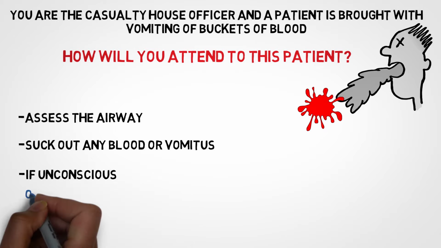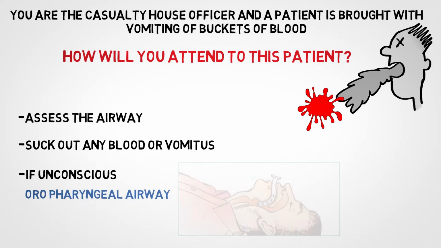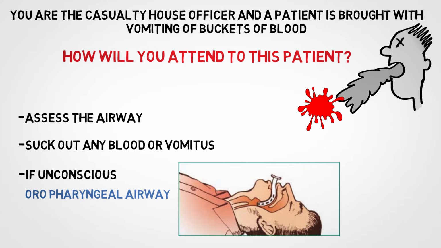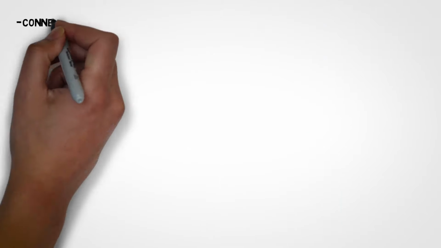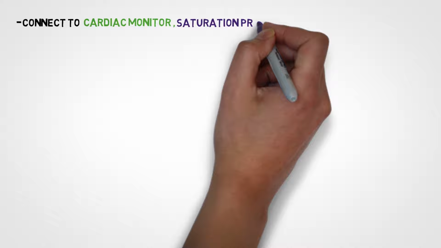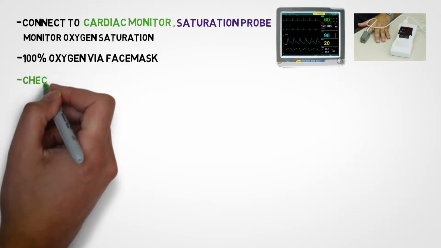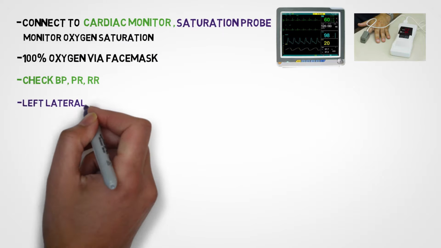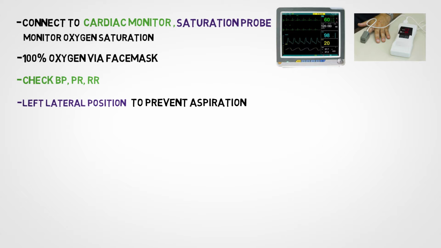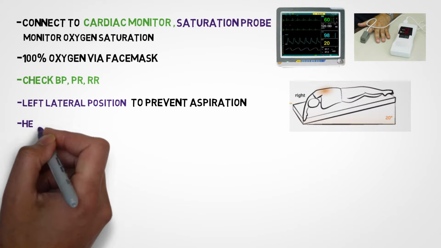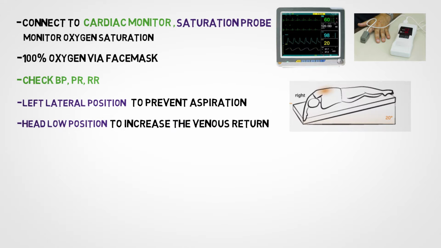and if the patient is unconscious, consider an oropharyngeal airway. Then connect the patient to the cardiac monitor, including a saturation probe to monitor the oxygen saturation. Check the blood pressure, pulse rate and respiratory rate. Keep the patient in left lateral position to prevent aspiration and a head low position to increase the venous return.